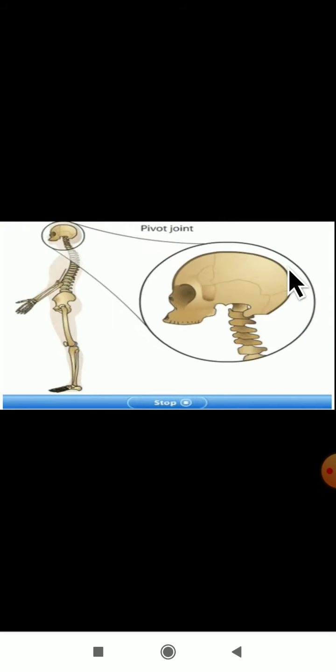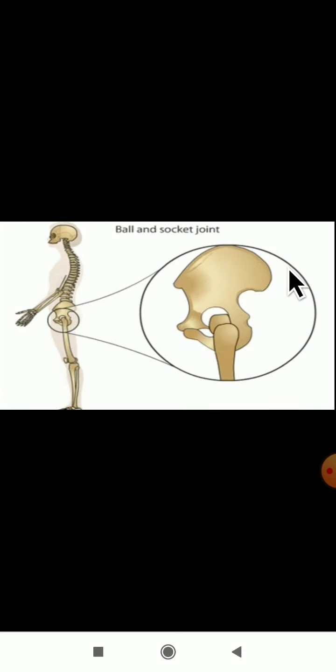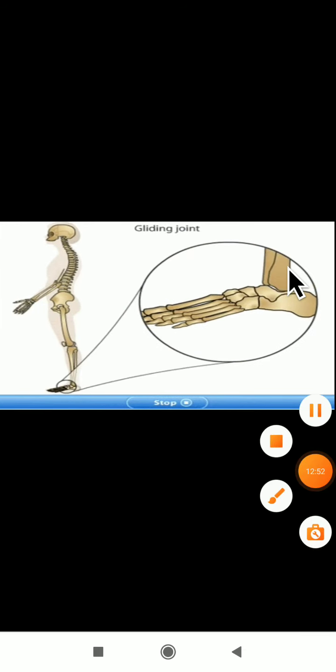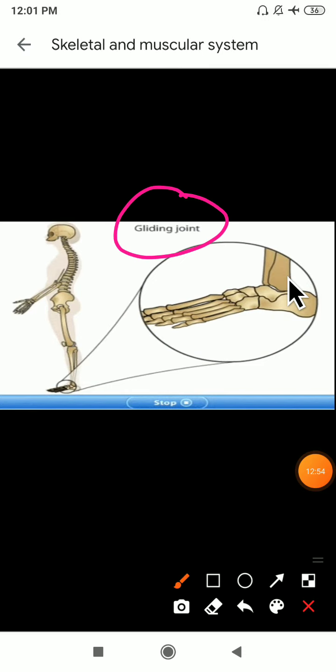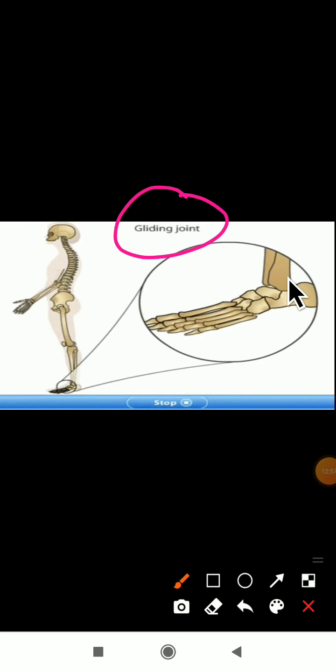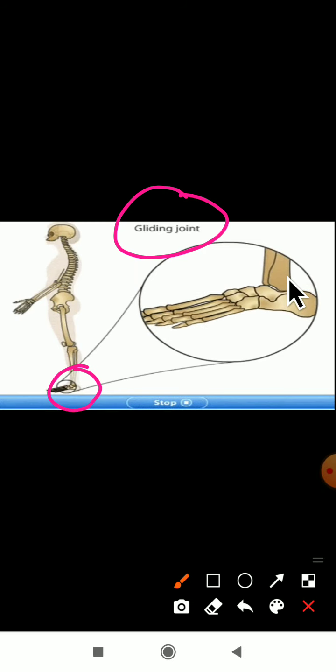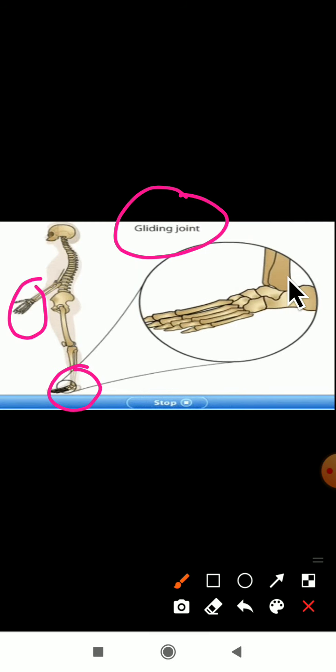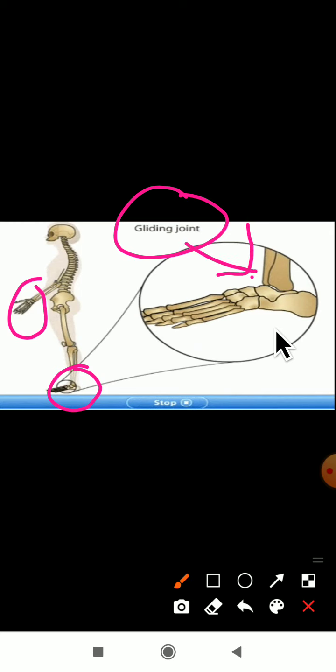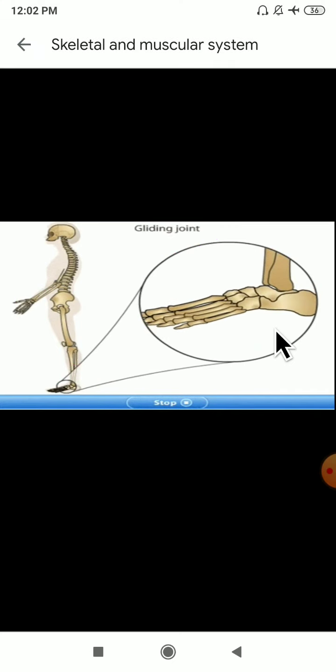I will show you the sliding joint first. Sliding or gliding, both are the same. Just as they have told, it is found in the ankle part, here. Even in the wrist part. Even at the back we can bend. Yes, you can see how it is moving. Why? Because there is a gliding joint present here. Because of that we can turn our ankle and wrist and we can bend here. Because of the gliding joint.